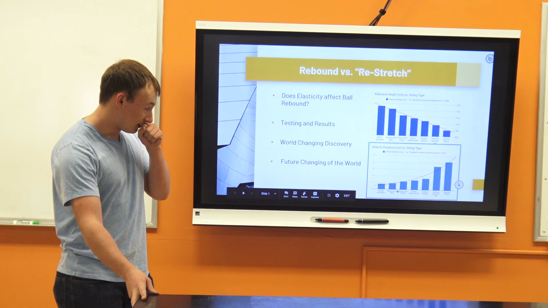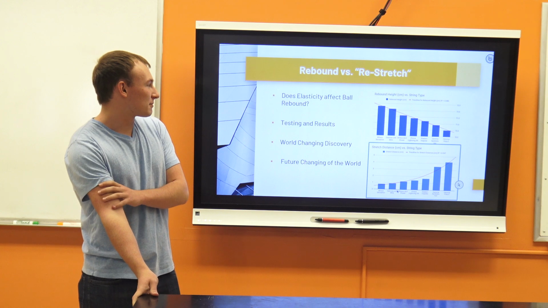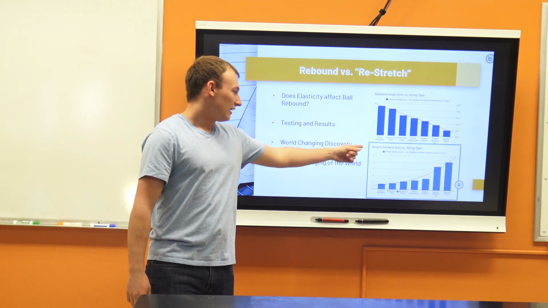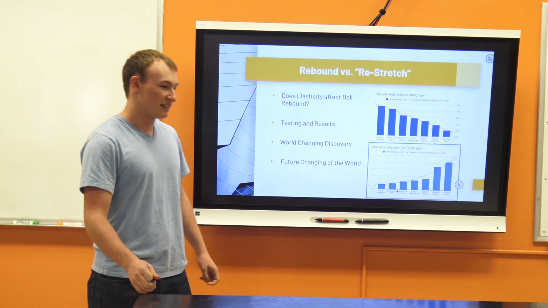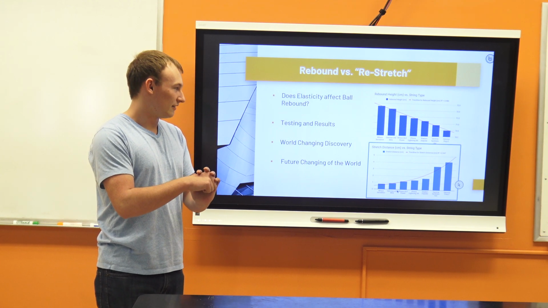And then, as for results, you can see that as my rebound height decreased, it turned out that the stretch distance also increased, so that means it did not stretch back into place well.